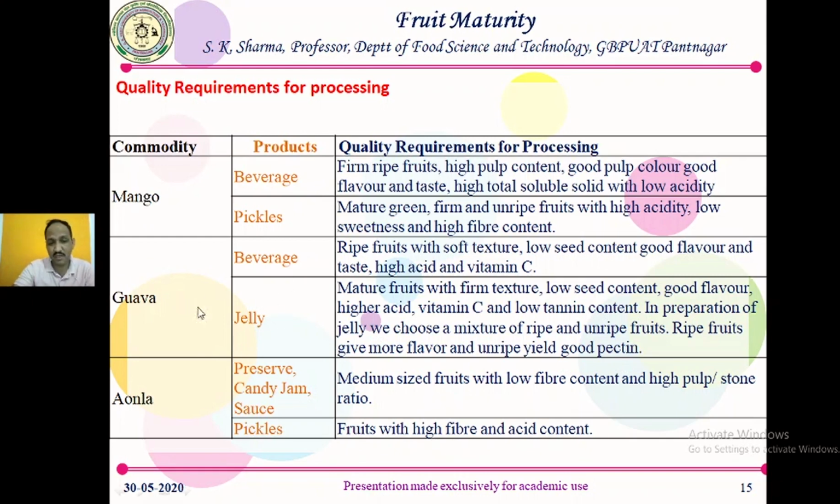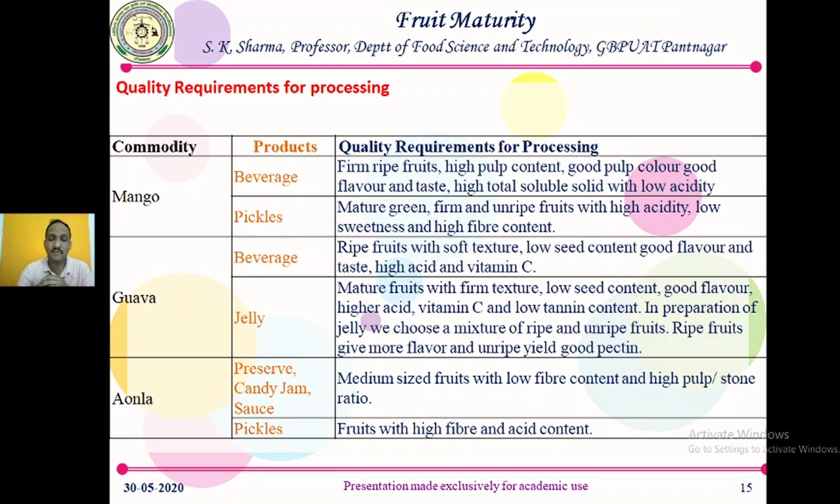Similarly, guava for beverage and guava for jelly. I must tell that guava is a fruit which has to be converted into pulp in order to prepare a beverage out of it. And I tell you that you are not going to get pulp if the fruit is not ripe. It has to be ripe, it has to be soft, because you keep on boiling, so you are not going to get good yield. So in order to get economical pulp yield from guava, it has to be ripe. So that's very, very important when it is beverage.